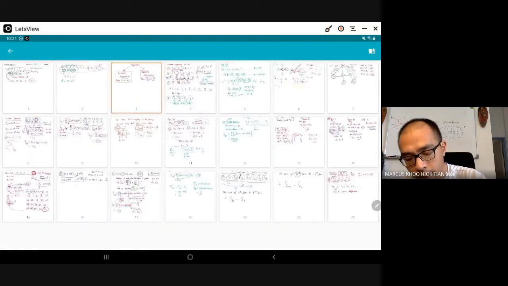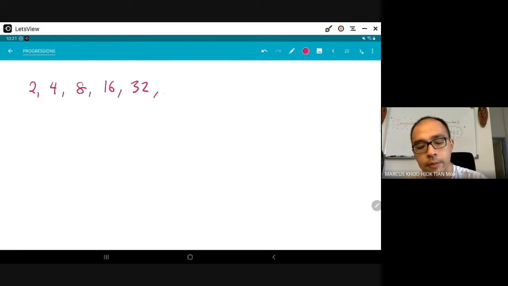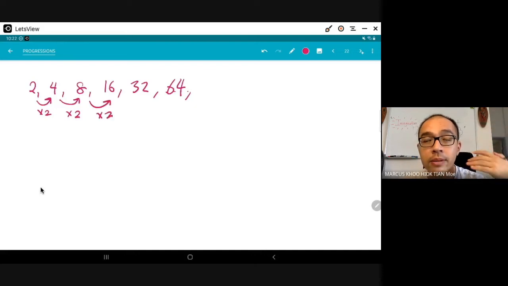So let's come back to this. Let's say I give you a progression: 2, 4, 8, 16, 32. Can you figure out what the next number is? 64. How do you get 64? It's times 2. So the pattern is multiplied by 2, always times 2, because now this is a geometric progression. It's different: arithmetic progression is plus minus, but now this is times and divide.